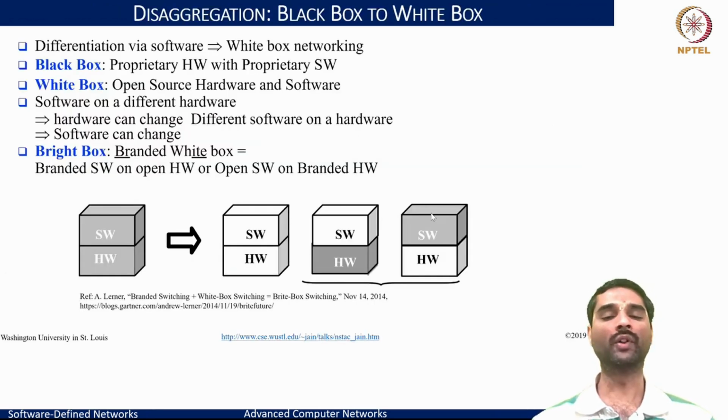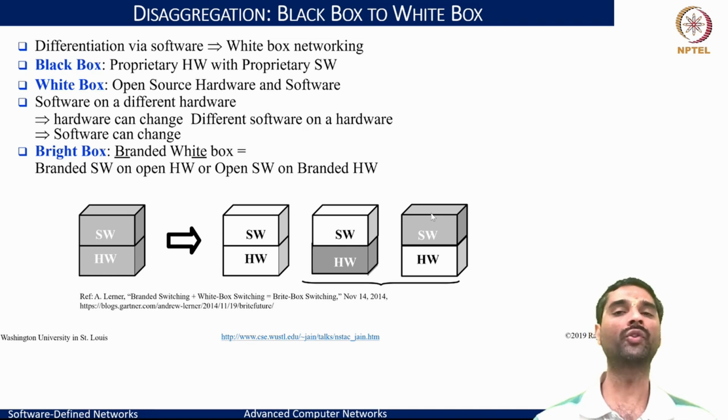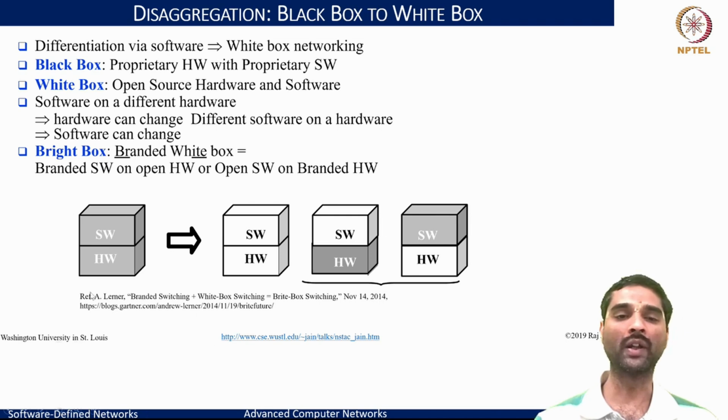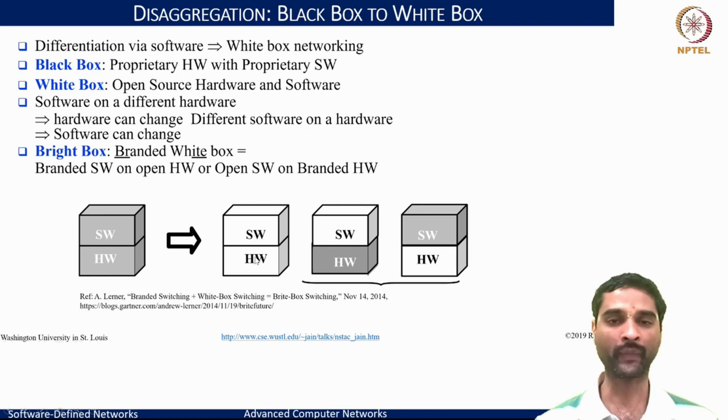So this is a slide from Professor Raj Jain's presentation, but I would want to emphasize how this disaggregation really moves us from a black box to the white box model. What this says is, earlier we had everything proprietary, with the hardware and software completely a black box. Now, with the disaggregation that SDN brings to the table, we can have a complete white box model where the hardware is commodity hardware and the software is a commodity network operating system that we would want to run.